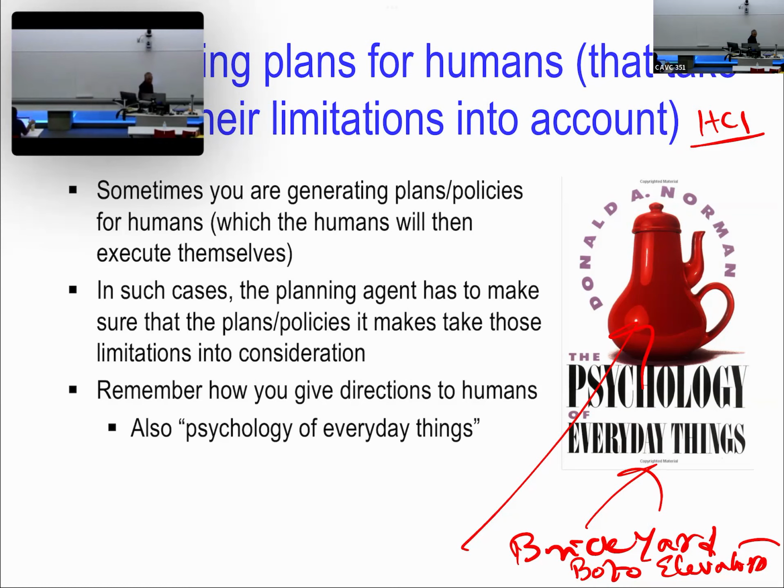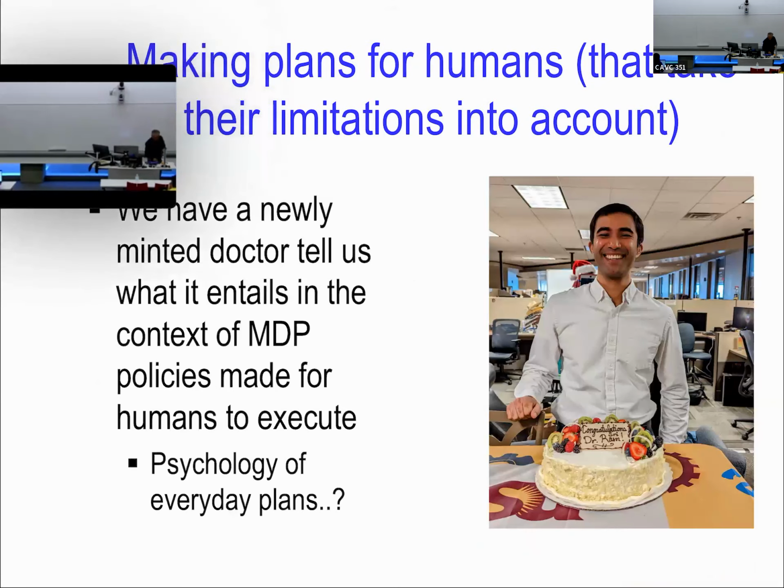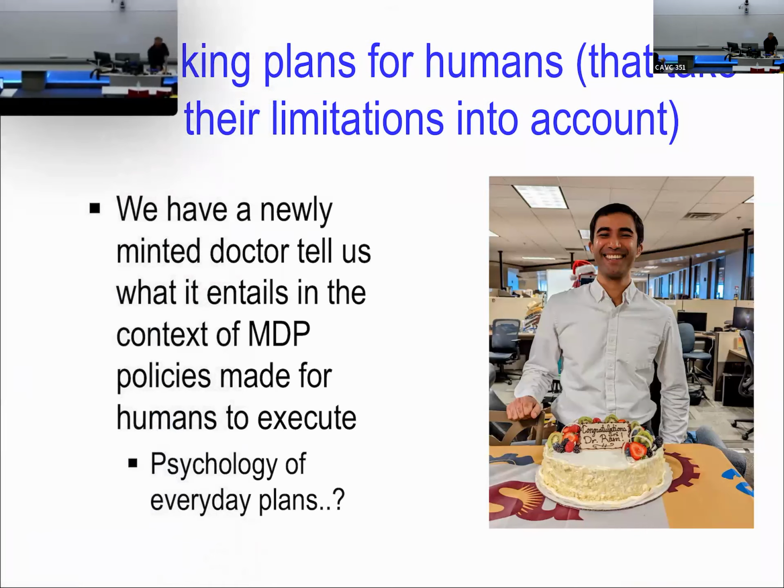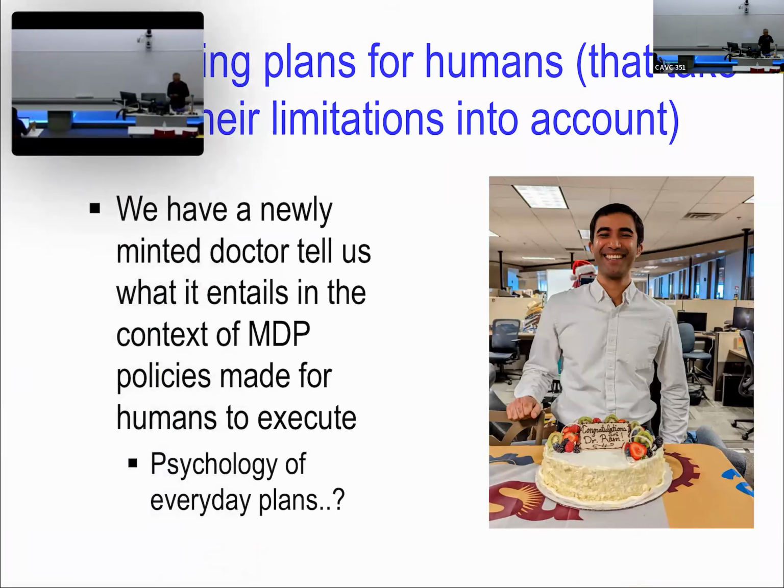So the question would be, I thought it might be useful to think about making plans for humans that take their limitations into account. So we have a newly minted doctor right here, Dr. Sriram Gopalakrishnan, whose dissertation was this, essentially. So I asked him to do one part of it, essentially for you. And so that would also be a good way of ragging a newly minted doctor. And then I'll come back and do temporal plan. Okay, that's what we do.